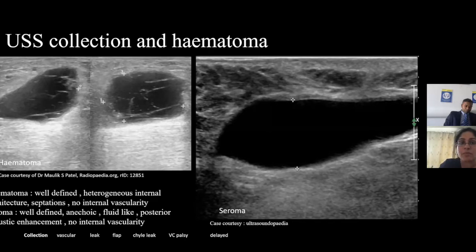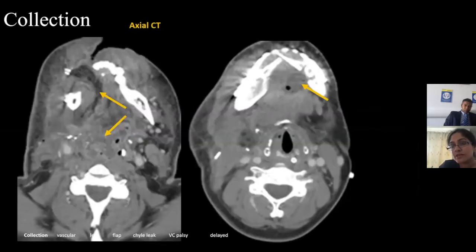But the problem with ultrasound is you can only look at the superficial aspect. If you want to know what the deep aspects are, you have to look at CT, which gives you a three-dimensional view. For example, if you look at the left of the screen, you can see that there is a collection at the mandibular surgery, and there was an osseous flap. There is a little bit of a collection there, but you can see this collection extending posteriorly as well.